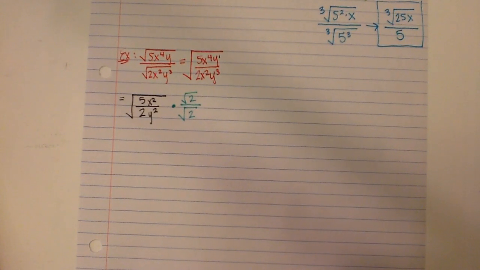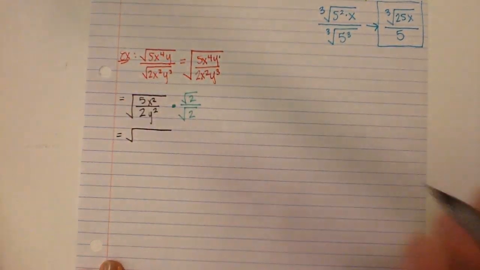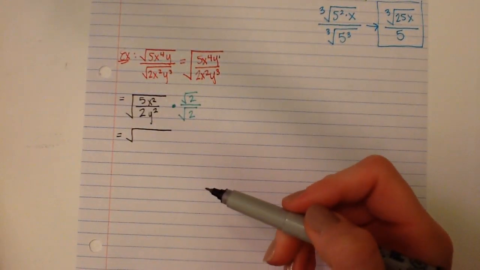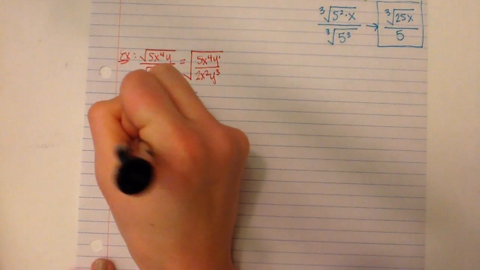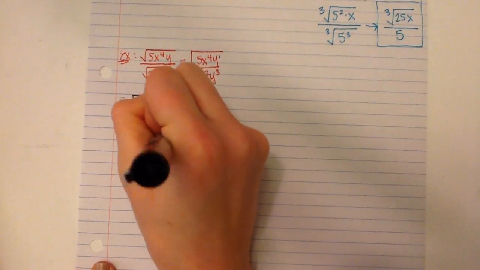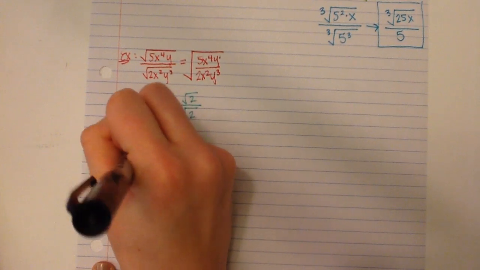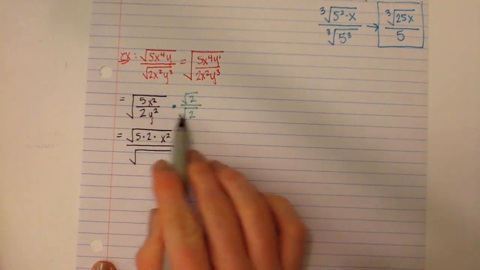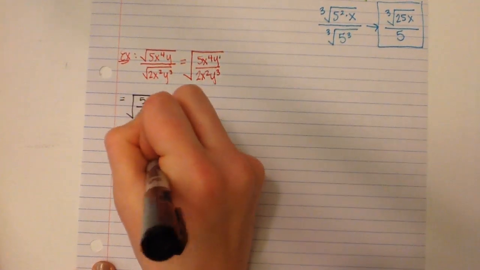So if we do that, I'm going to split them up again, because we know they're the same thing. Underneath our radical sign, we have 5 times 2 times x squared. And that's over the square root of 2 times 2 is 2 squared, and we still have y squared.